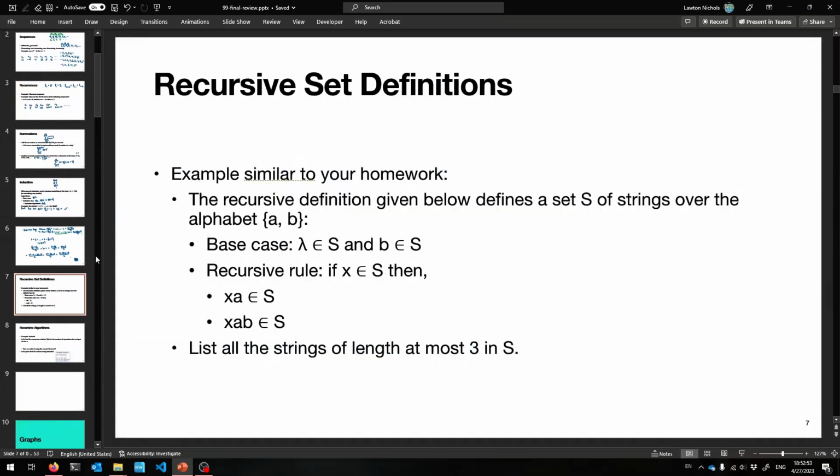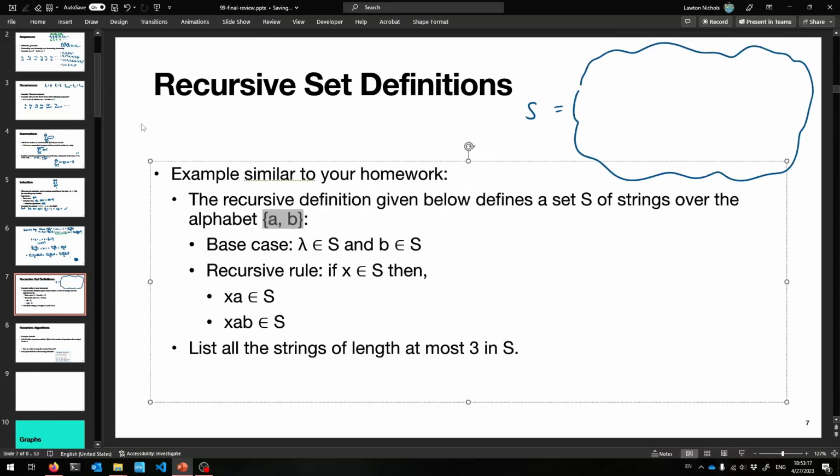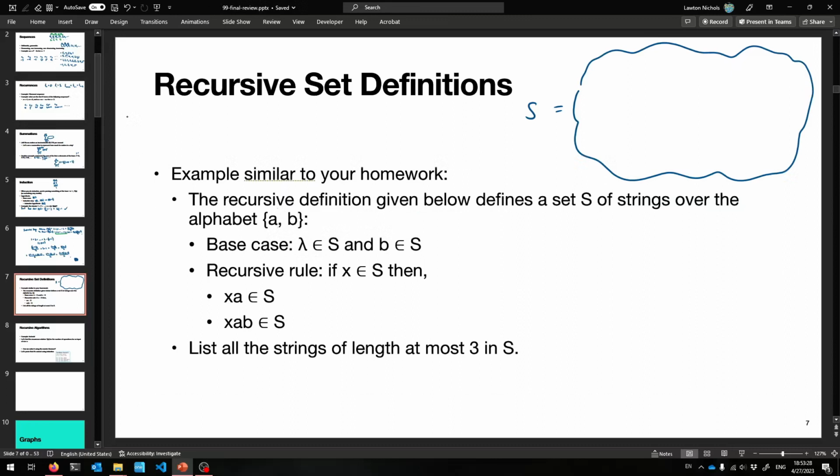You can define a set recursively in terms of some base elements and then some rules to build up from those. So here's an example that is kind of like what you did in your homework. Here's a recursive definition for a set S. We're making a set S, and we're defining it over this alphabet {A, B}. Those are the only characters that can appear, including the empty string though, as we're building our stuff up. So the base case is that the empty string and B are in S.